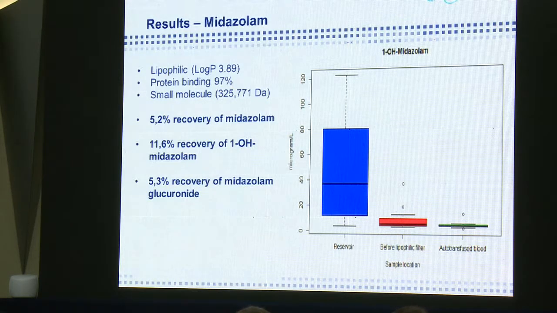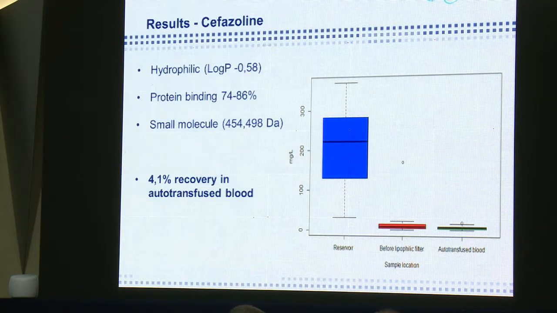We recovered about 5% of midazolam in the autotransfused blood. The results shown here are from 1-hydroxymidazolam. We recovered about 11.5% of that. We only recovered about 5% of midazolam glucuronide. Also, all patients received cefazolin, which is the only hydrophilic drug that we have measured. Less protein bound, but also a small molecule. And we recovered about 4% in the autotransfused blood.